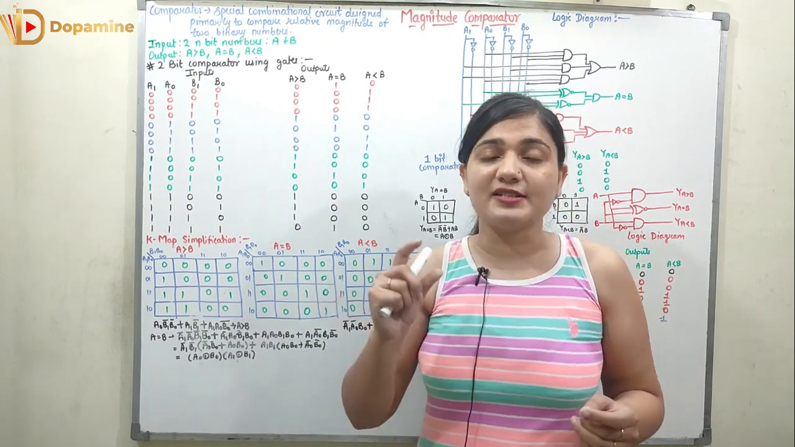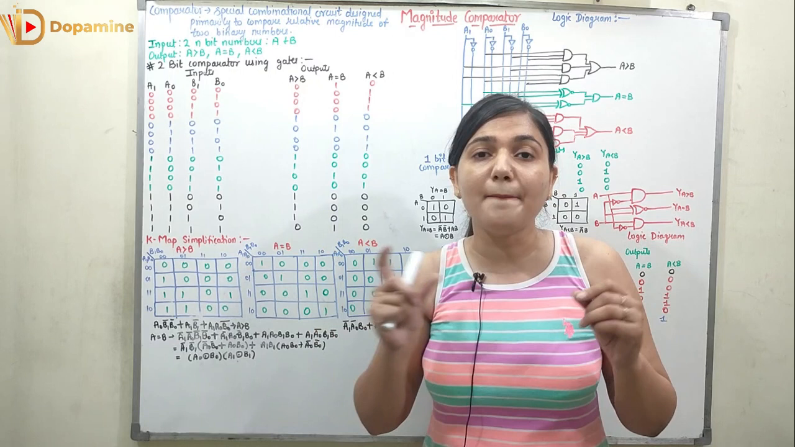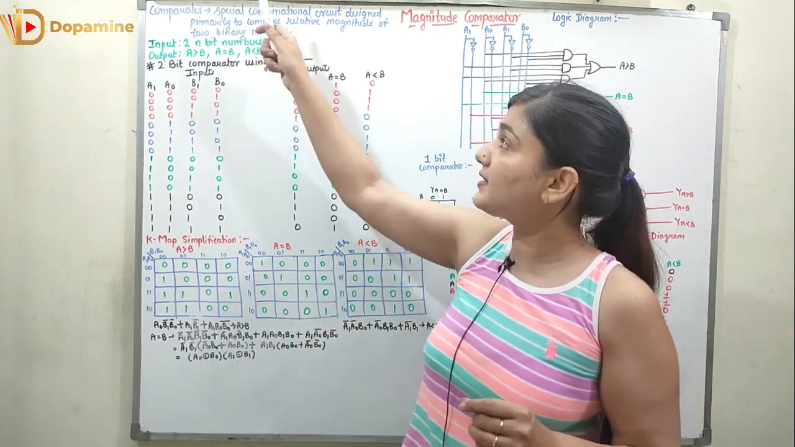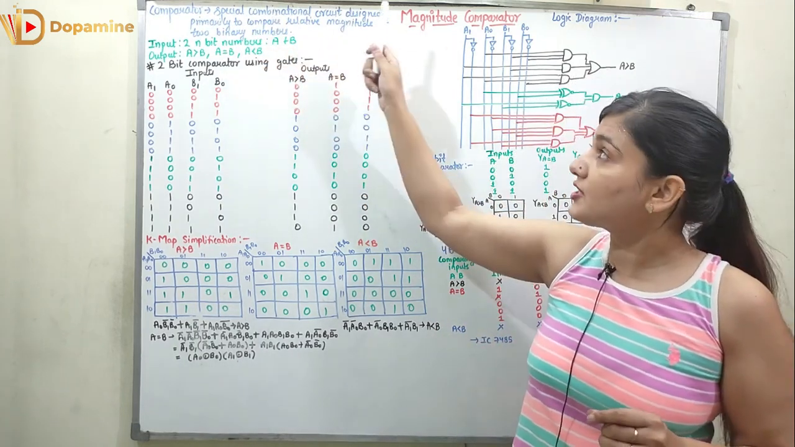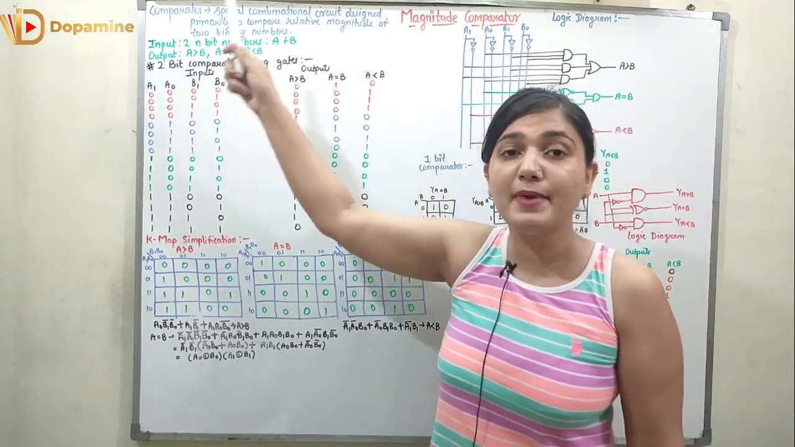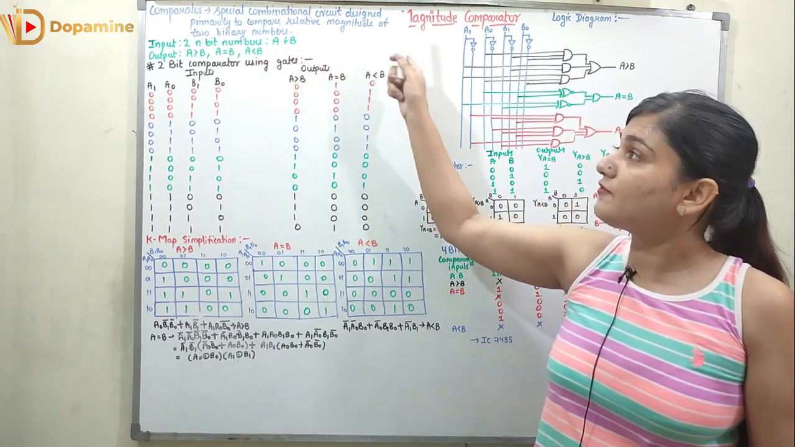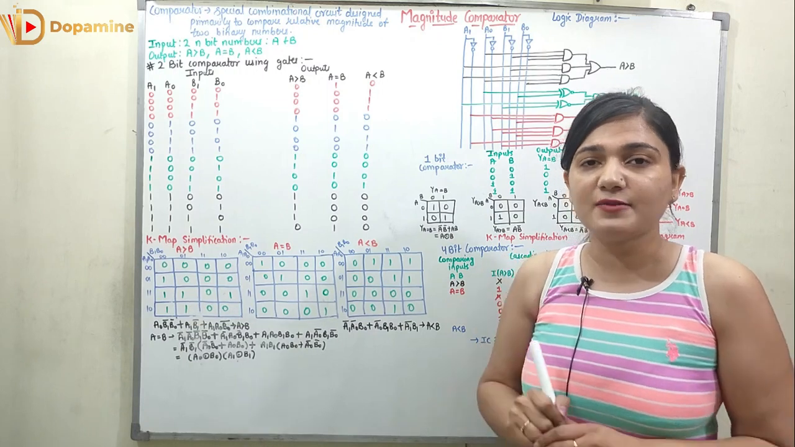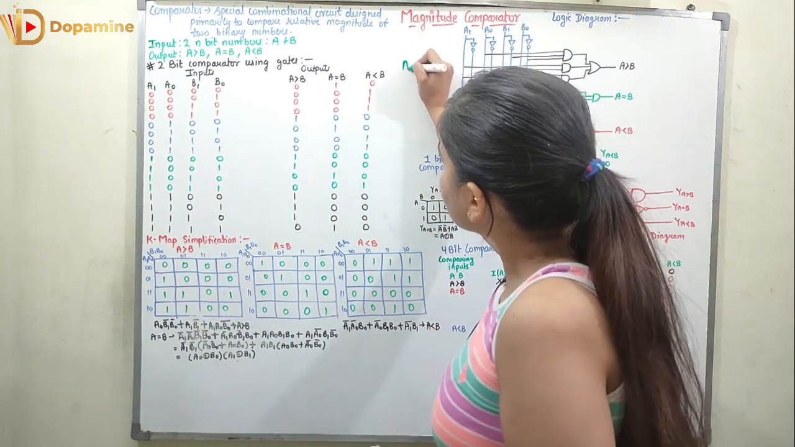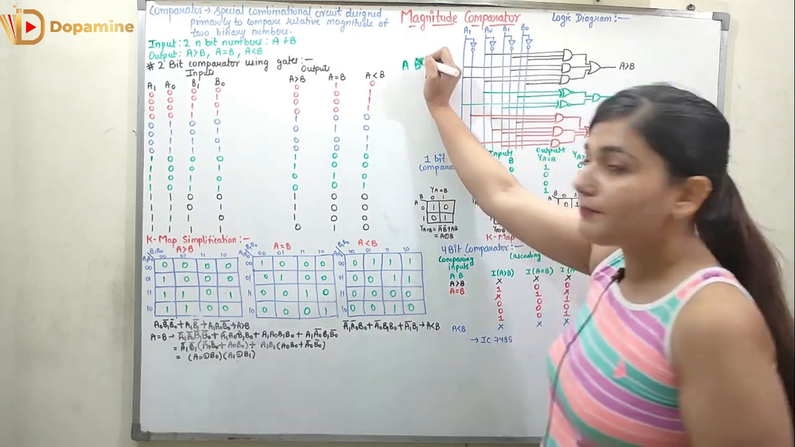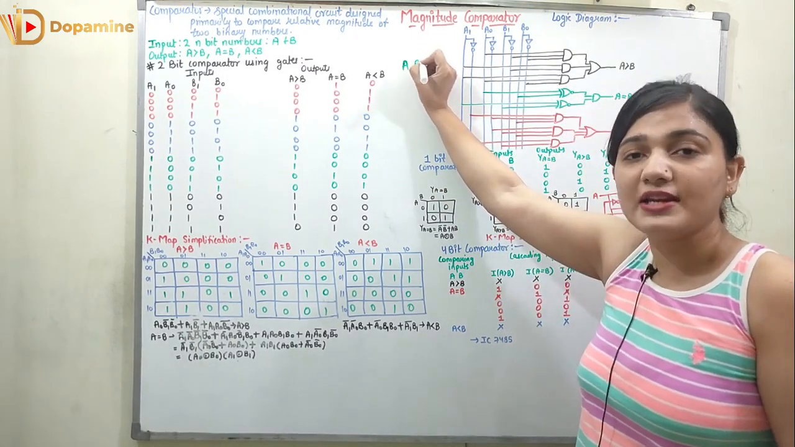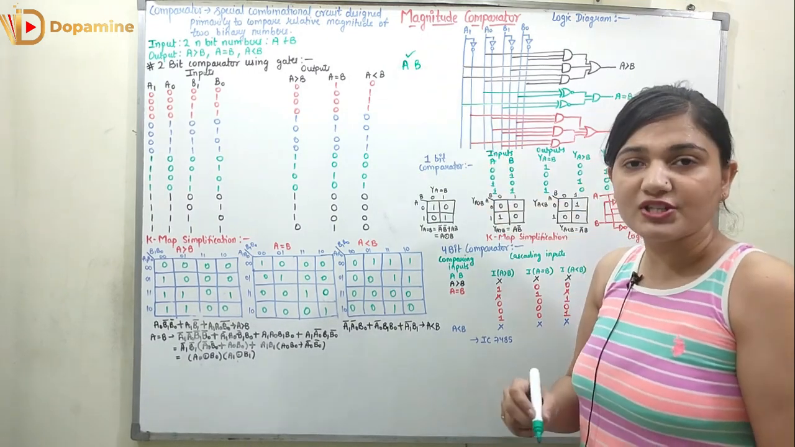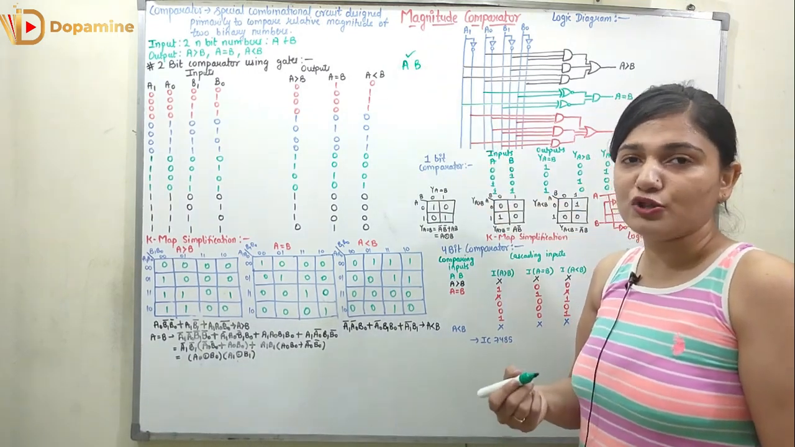As the name suggests, a magnitude comparator is going to compare two numbers. Comparator is a special type of combinational circuit that is designed primarily to compare the relative magnitude of two binary numbers. Let's suppose I have the first binary number A and the second binary number B. If I have to compare which one of these is greater in magnitude, I am going to use a special type of combinational circuit, that is a magnitude comparator.